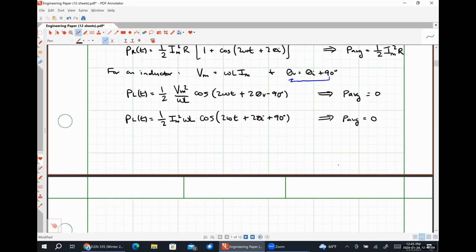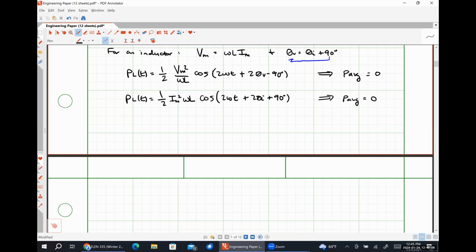In review from circuits 1, hopefully. Lastly, we have our capacitor. So in a capacitor, the current magnitude is equal to omega C times the voltage magnitude. And we know that theta I is equal to theta V plus 90 degrees.